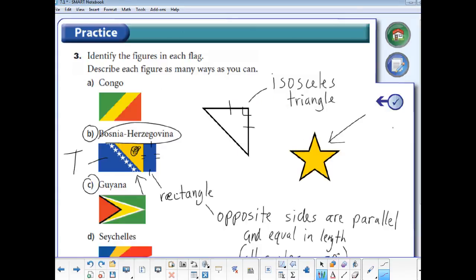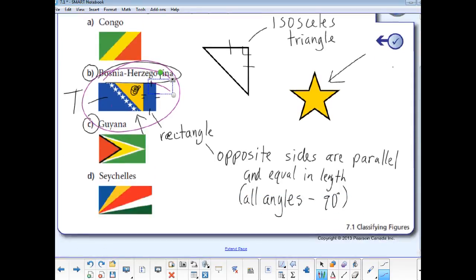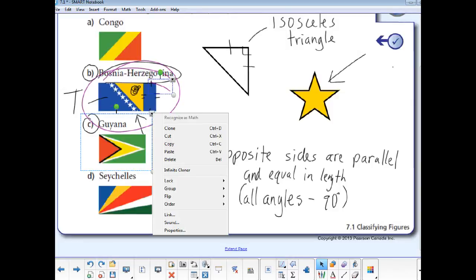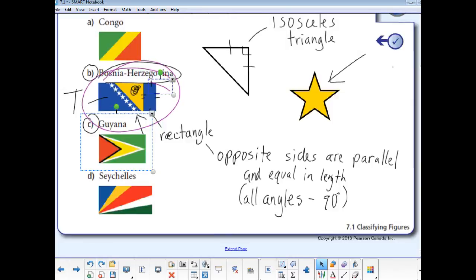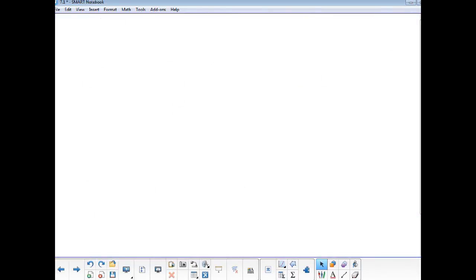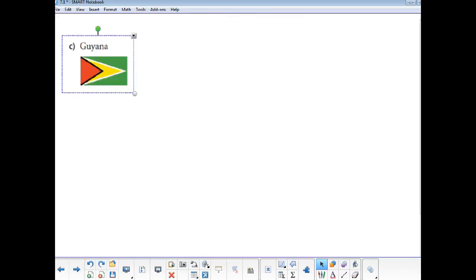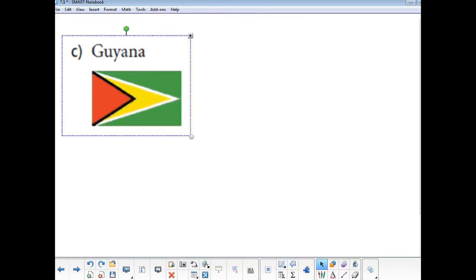So to recap, for this big shape we have a trapezoid, an irregular decagon, an isosceles triangle, and a rectangle. Instead of making such a big mess on the next one, I can just copy this and move it to a clean page. There we go. So now what about this one over here?